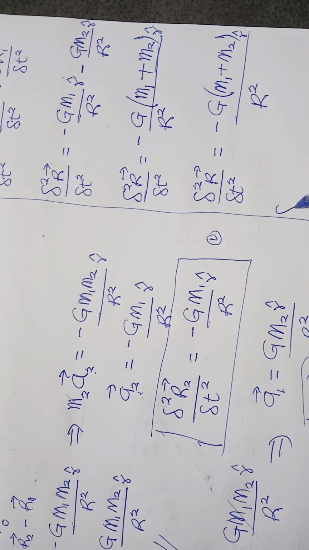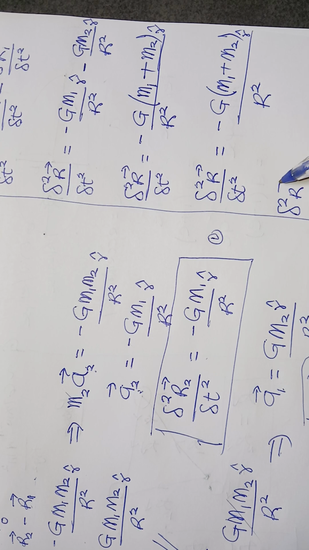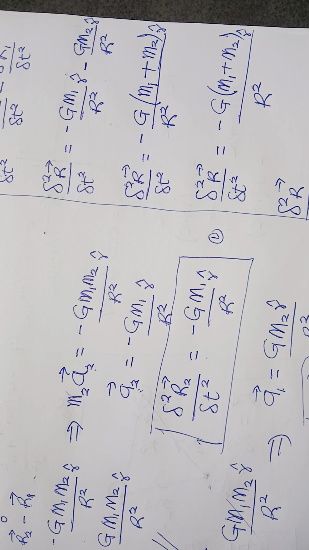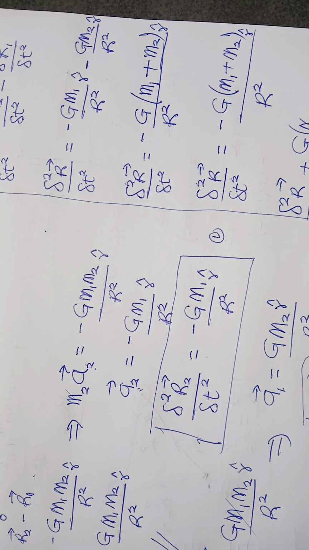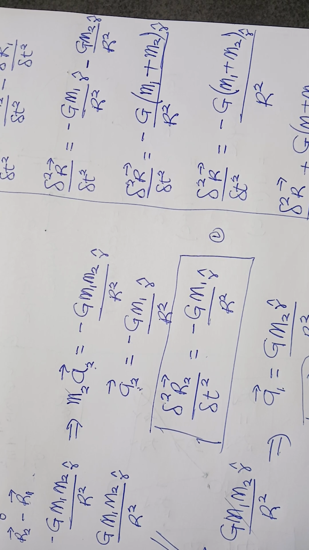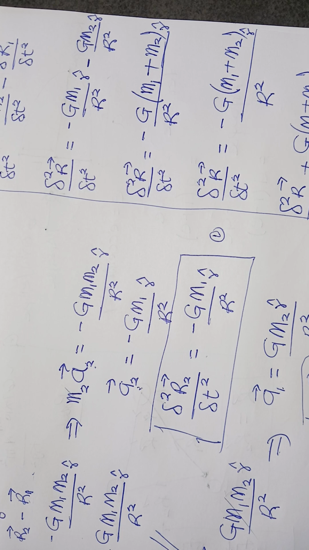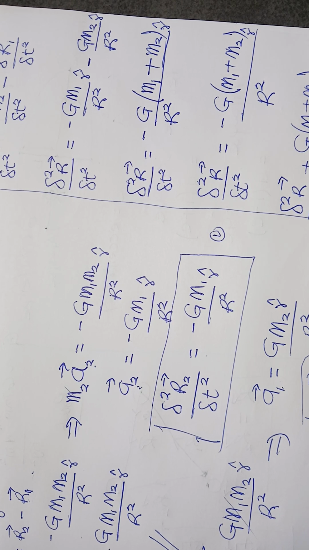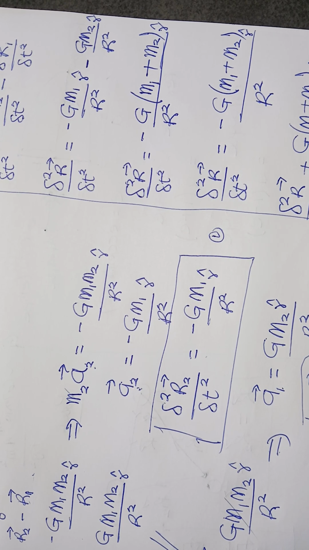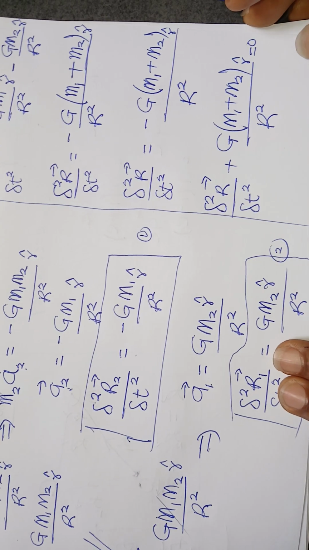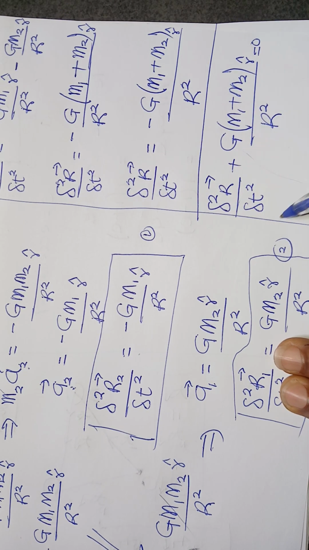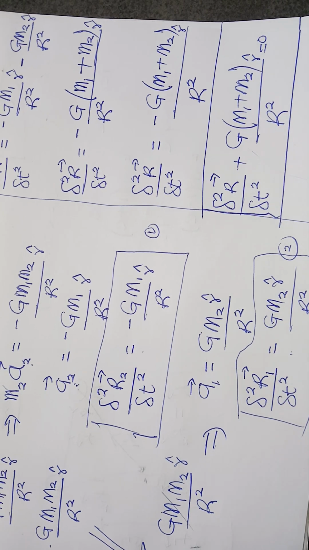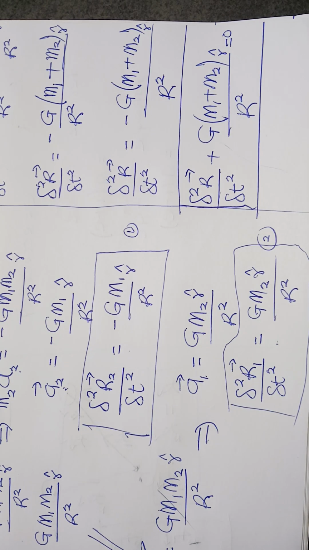So we have the d squared r, dt squared, plus capital G, the summation of the two masses, divided by capital R squared in the direction r roof equals 0. If you bring the whole of this quantity to the left, this is a differential equation we are to solve. So if we are to prove Kepler's first law, we need to solve this differential equation.